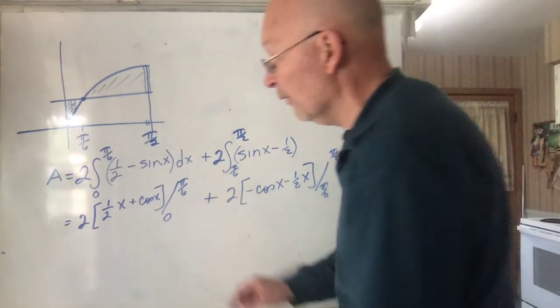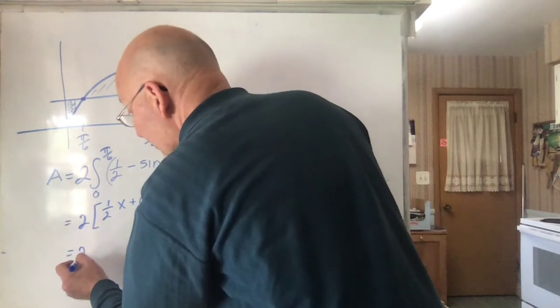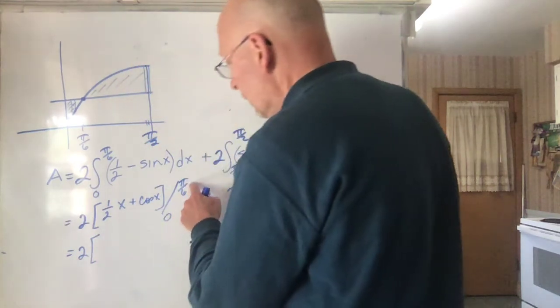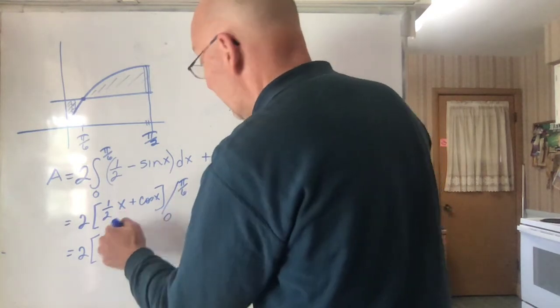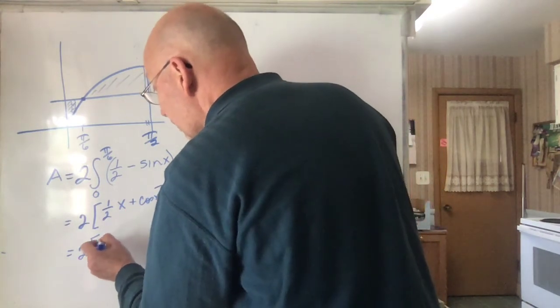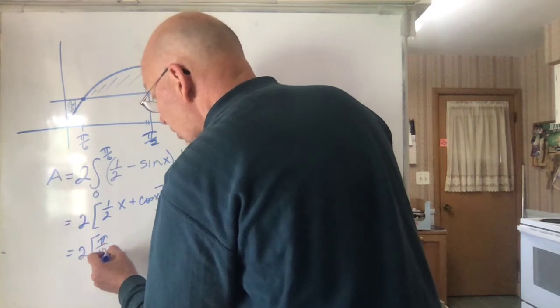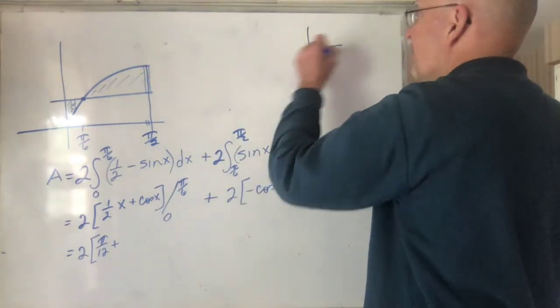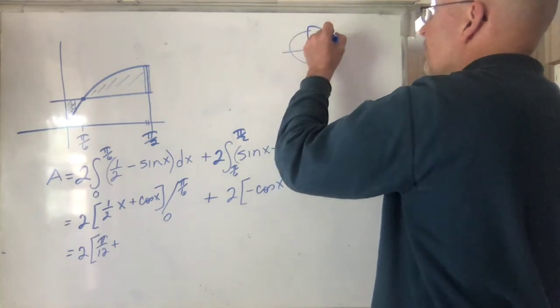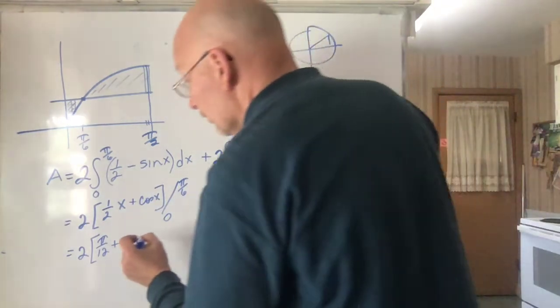So if you stick a pi over 6 in here, first of all, let's keep the 2 out front. Put in a pi over 6. You're going to get pi over 6 times 1/2, which is pi over 12, plus the cosine of pi over 6. I should have left this up here. Pi over 6, the cosine of it is square root of 3 over 2.